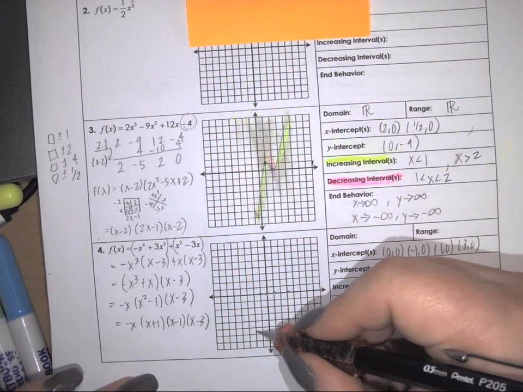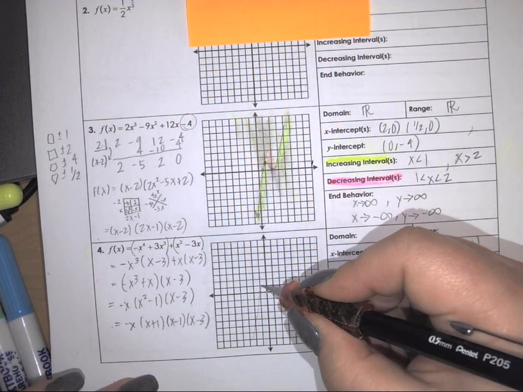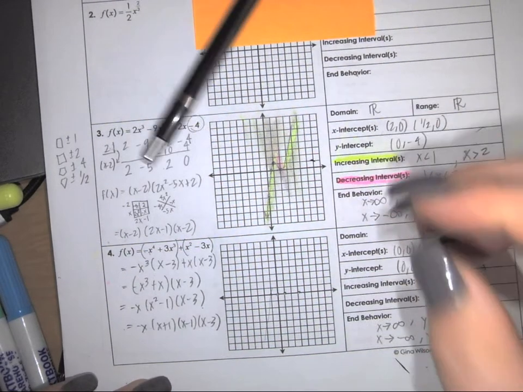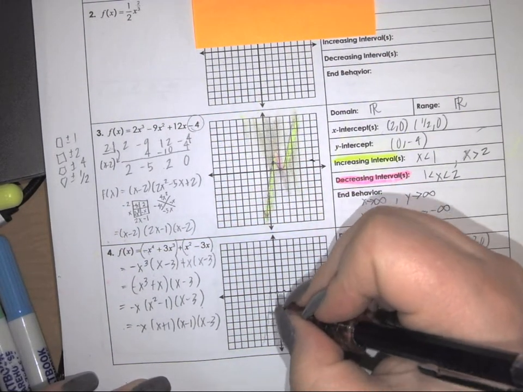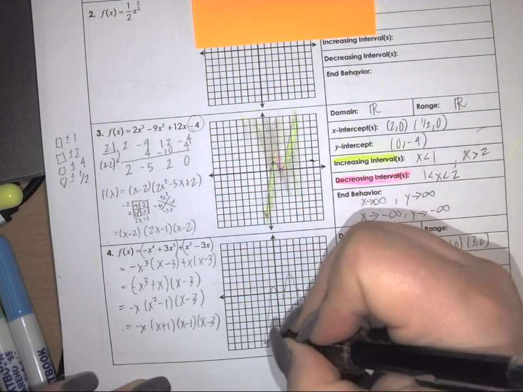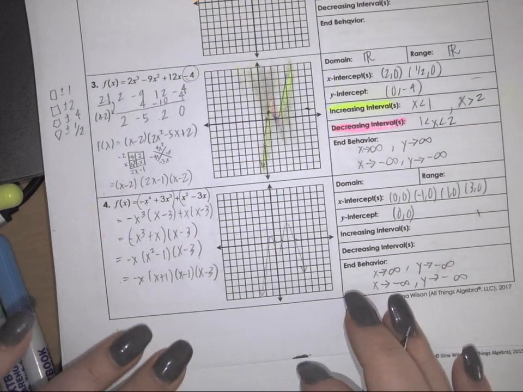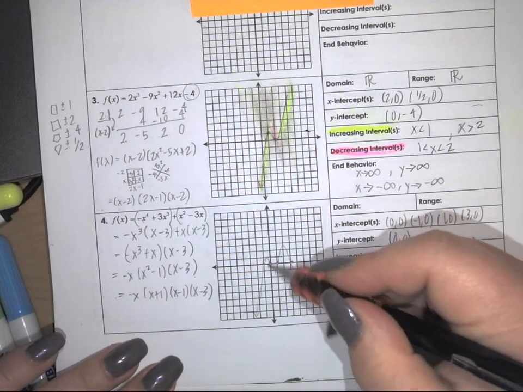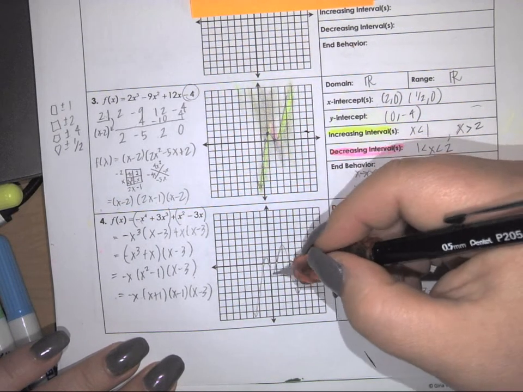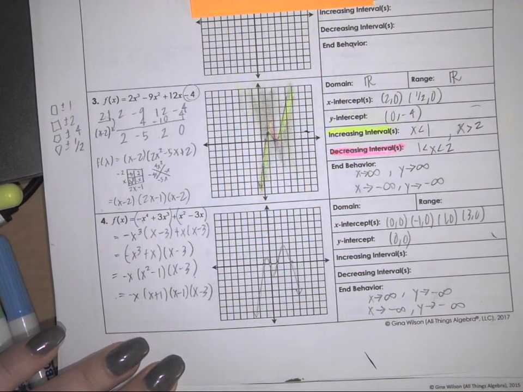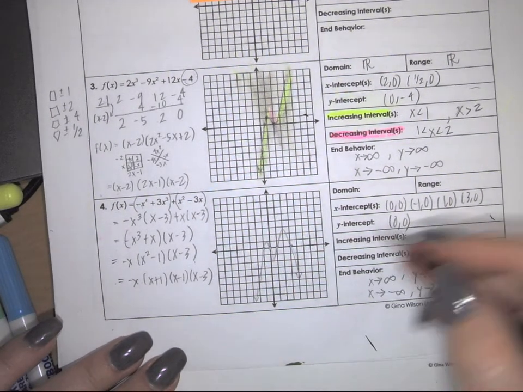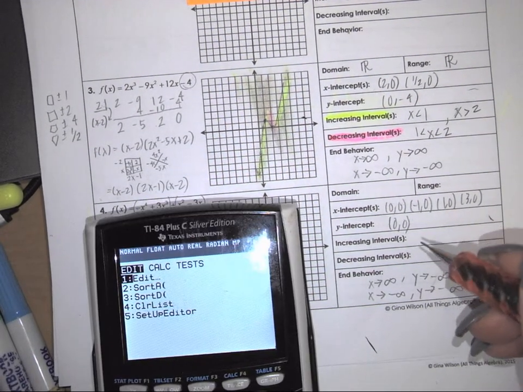So it's going to come up, and then all the multiplicities for these are odd, so it crosses every time. So it goes up, comes back down, crosses, then goes back down again. So that's kind of like the general shape. So increasing would be like here and here, right? And decreasing would be here and here. And instead of making the mistake of highlighting again, I'm just going to go ahead and graph it now.